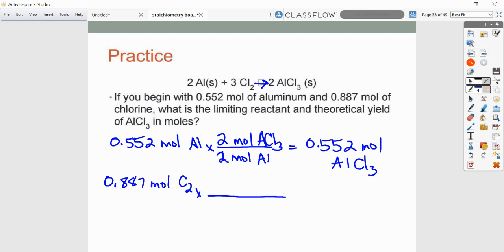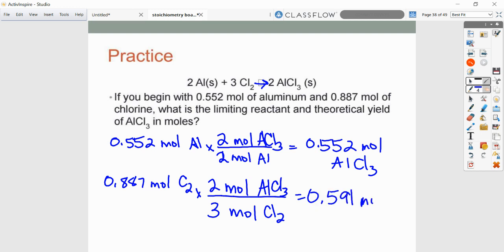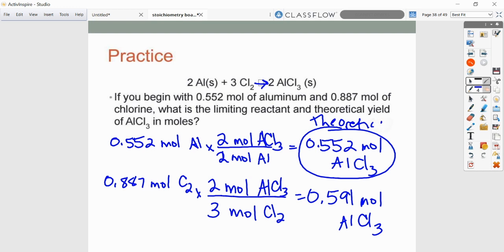And we can also look at the chlorine. And so we'd have 3 moles of chlorine for every 2 moles of aluminum chloride. And so we'd get 0.591 moles of aluminum chloride. So 0.552 is the theoretical yield. And aluminum is going to be the limiting reactant.